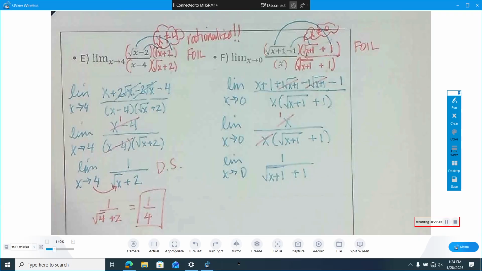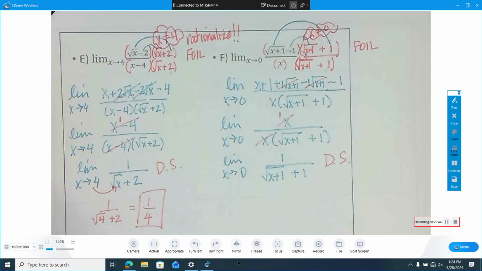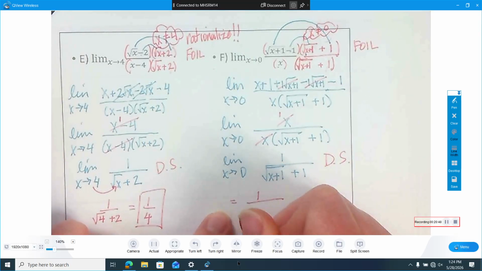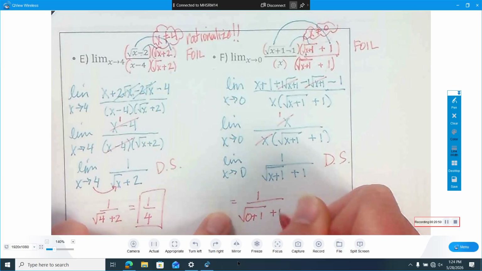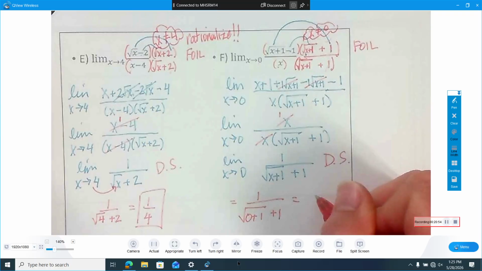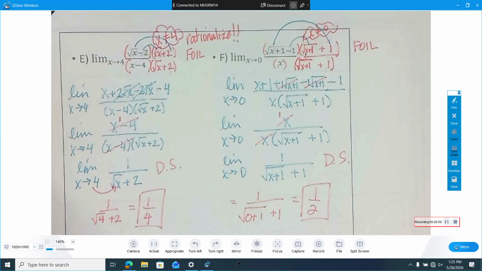Now that we've cleaned things up, I can do my direct substitution. So I'm going to get 1 over the square root of 0 plus 1 plus 1, which turns out to be what? 1/2. 1/2 as our final answer. Okay? Questions on that one?